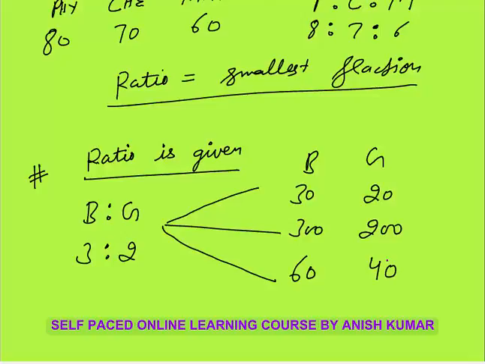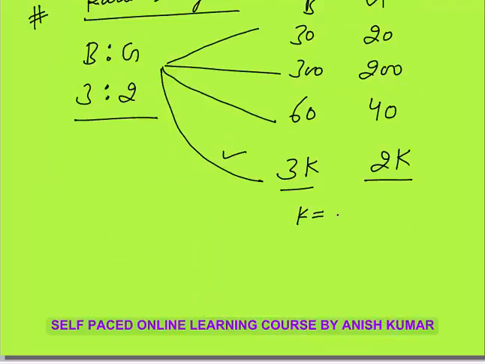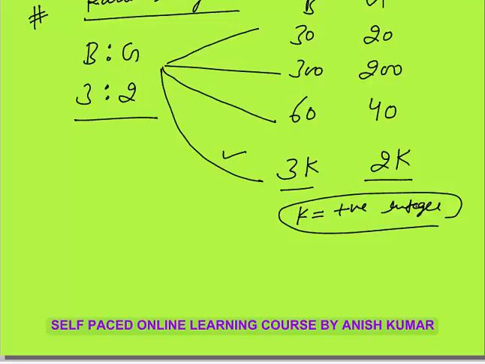Since we don't know how many boys and girls there are, we only know the ratio. The best, correct method is, we will take boys as 3k and girls as 2k, where k is a positive integer. So whenever the ratio is given, how to convert the ratio into numbers? This is the ratio, these are the numbers. Ratio is 3:2. The numbers are 3k and 2k.